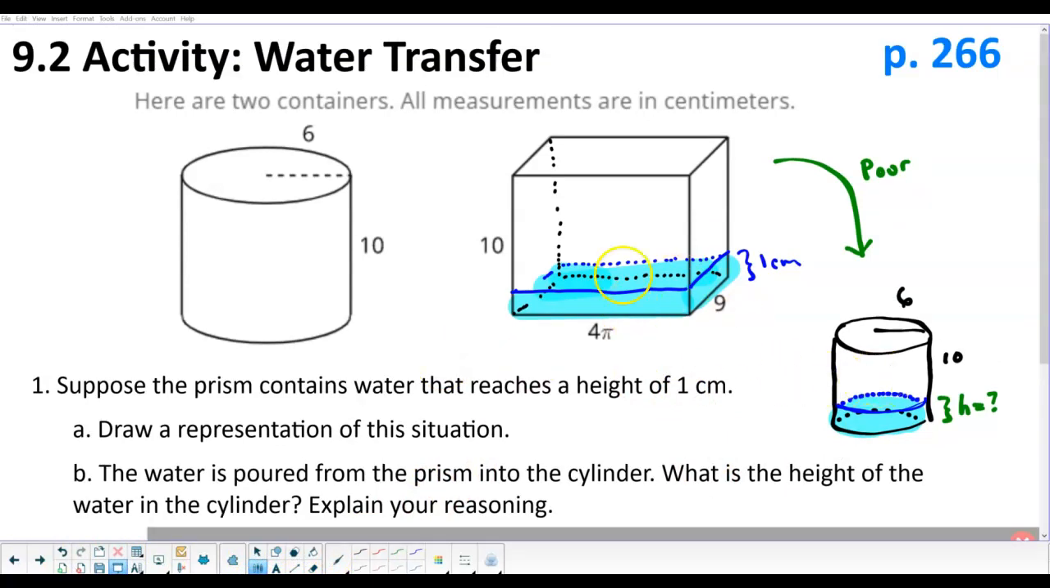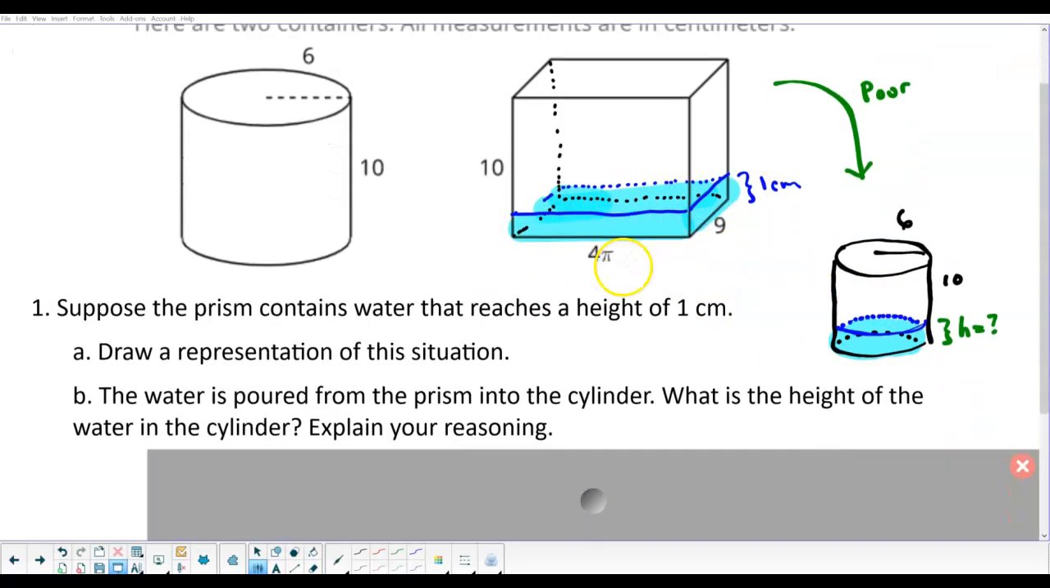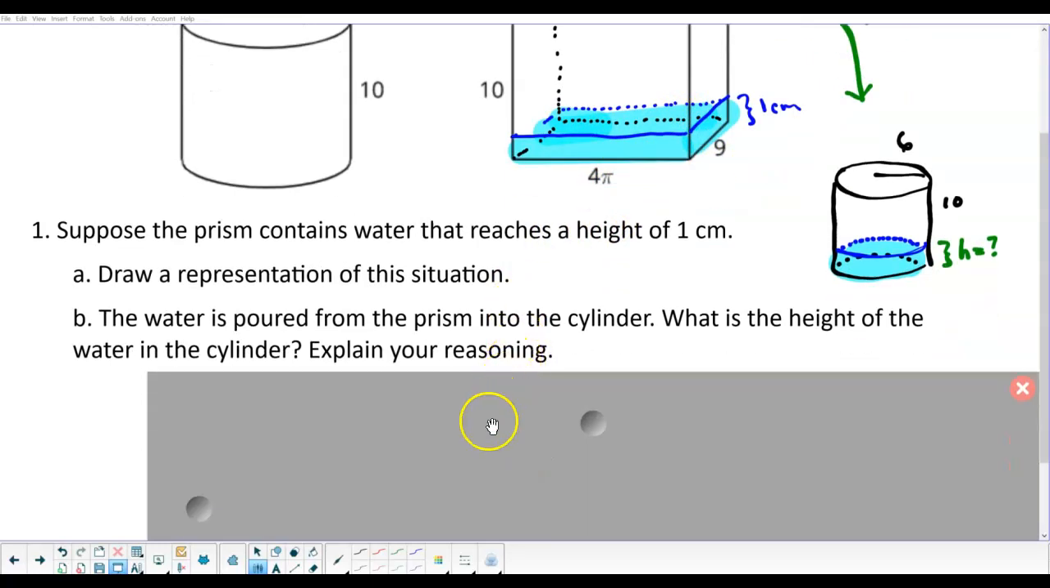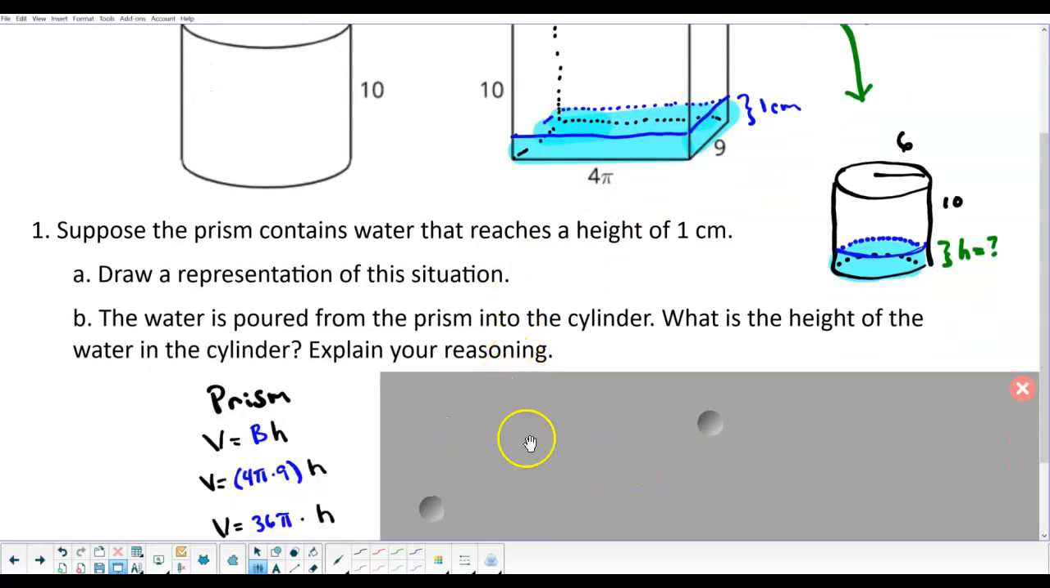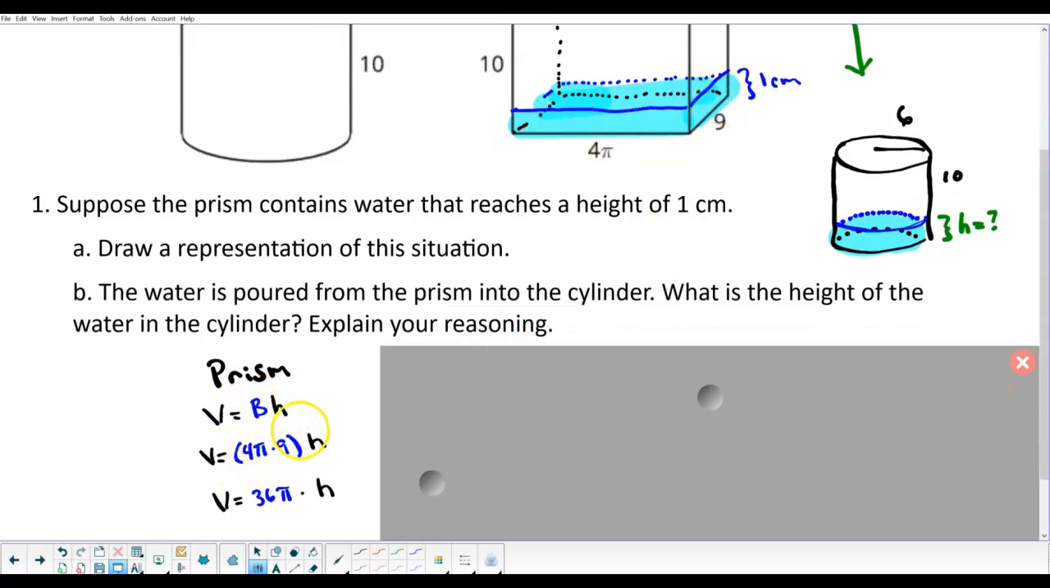So let's take a look. Well, we have all the measurements in the prism, so we could actually calculate the amount of volume of water that is present. If we take a look at the prism, we know that the volume of the prism is the area of the base times the height. In this case, our base would be 4 pi times 9, and then we'd multiply that by the height. Let's just leave the height as h for right now.